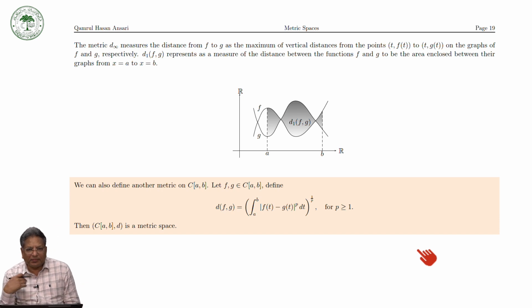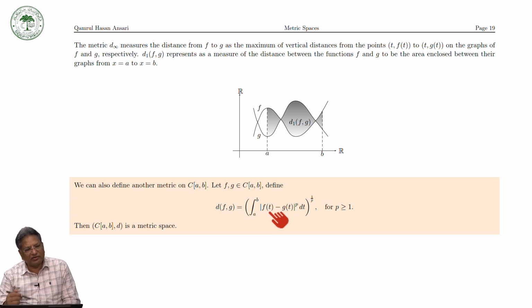Now, can we define some other kind of distance function on C[a,b]? Yes, we can. If f and g are two real valued continuous functions defined on the closed interval [a,b], then we can define a function d from C[a,b] cross C[a,b] in this way: d(f,g) is equal to the integral from a to b of mod of f(t) minus g(t) raised to the power p dt, whole raised to the power 1 over p. Then we can also see that this d is a metric on C[a,b], and C[a,b] with this d is a metric space.